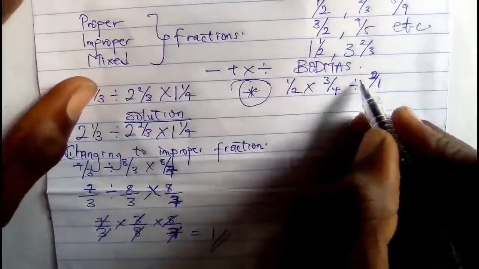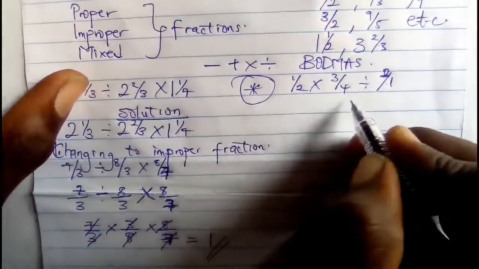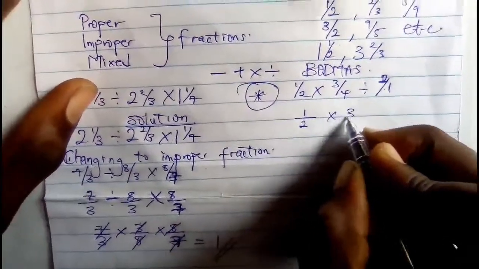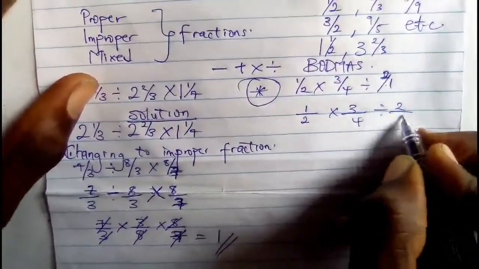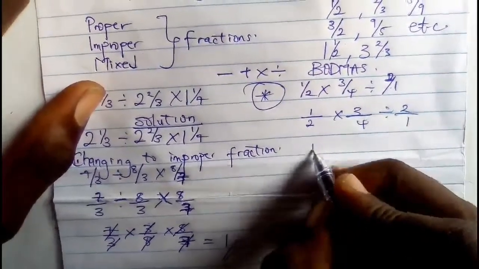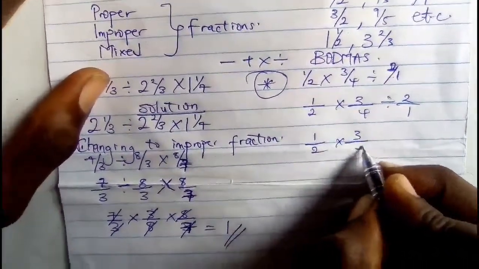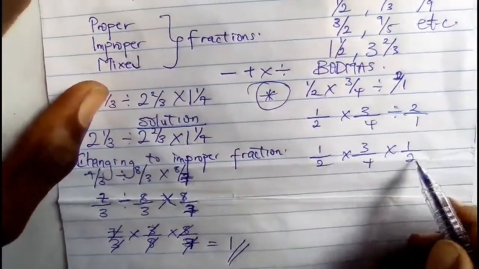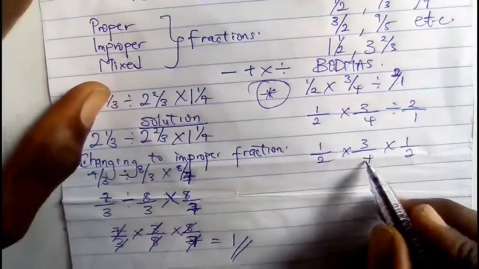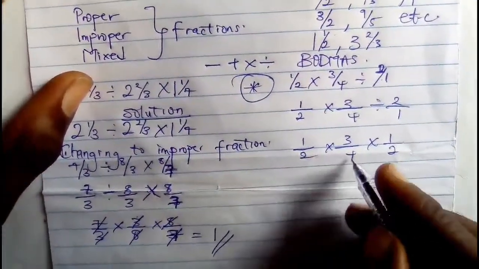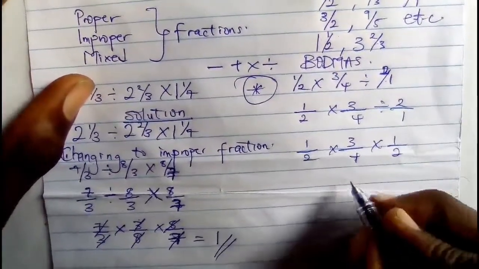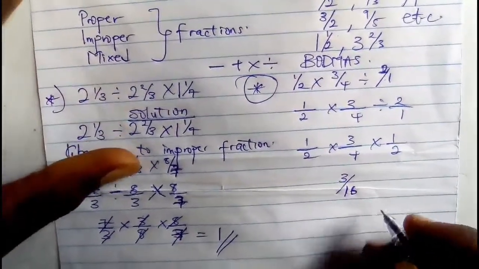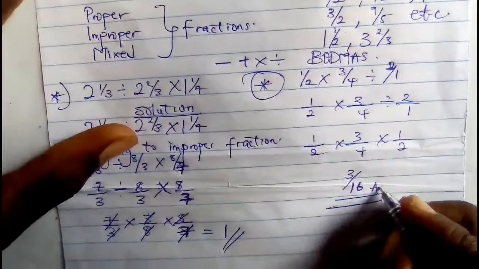Since we are dealing with more than one operation, we have to apply BODMAS. I told you first of all we deal with the division. So I have 1 over 2 times 3 all over 4 times, we invert 1 all over 2, we turn it upside down. Then 2 times 4 is 8, 8 times 2 is 16, we have 3 all over 16. We can leave this as our answer.